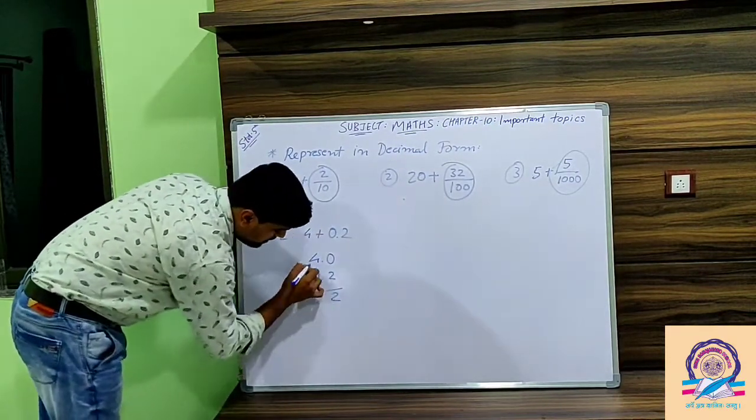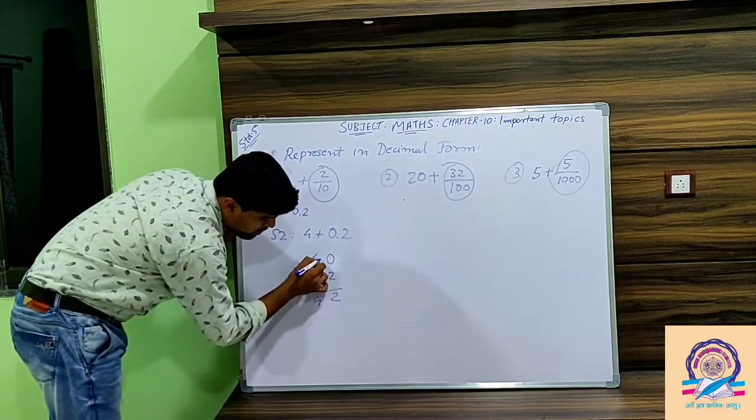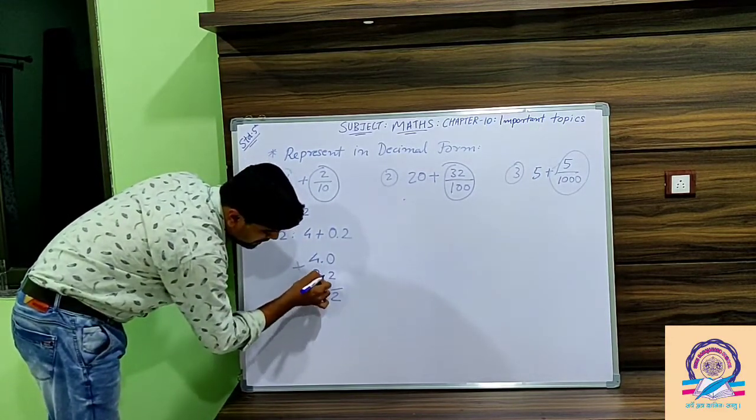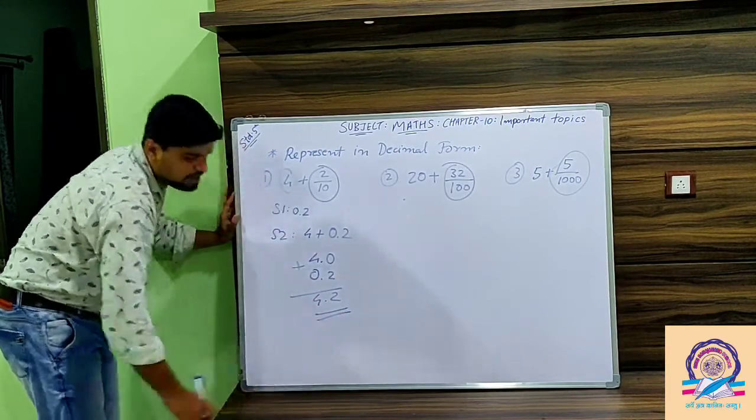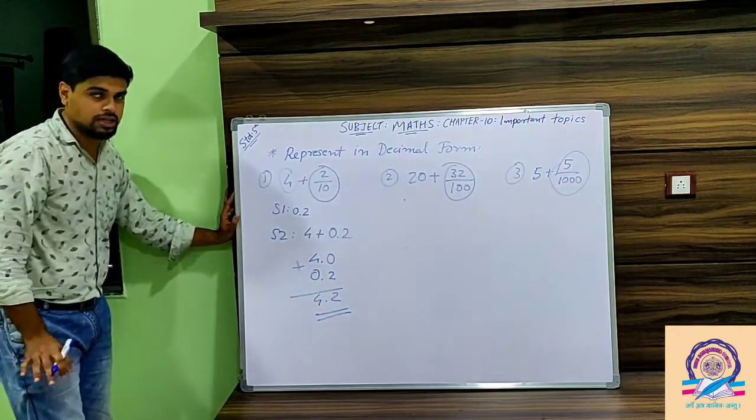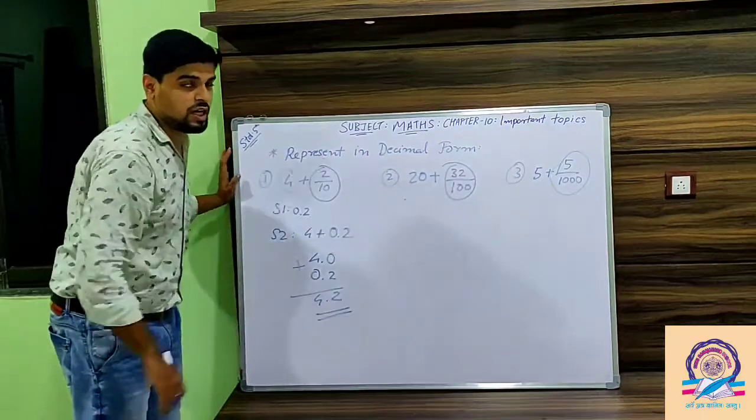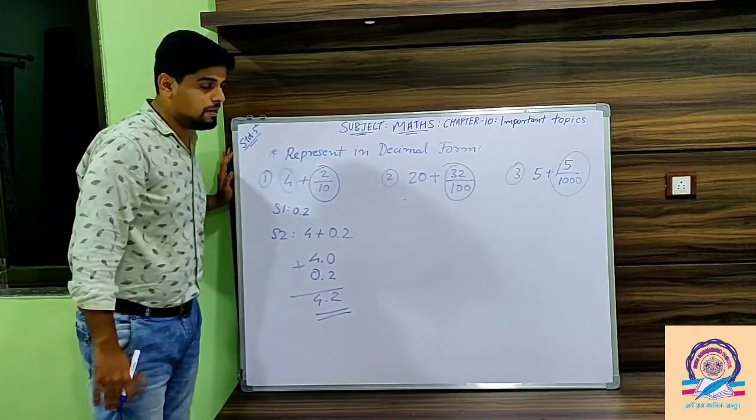0 plus 2, 2, and 4 plus 0, 4. So our decimal point will be exactly below this. So our answer is 4.2. Okay, it's very simple. Let's take another example so your doubt will be clear.